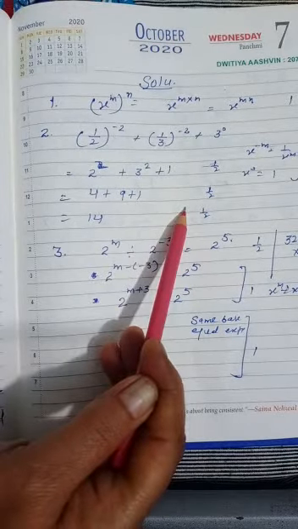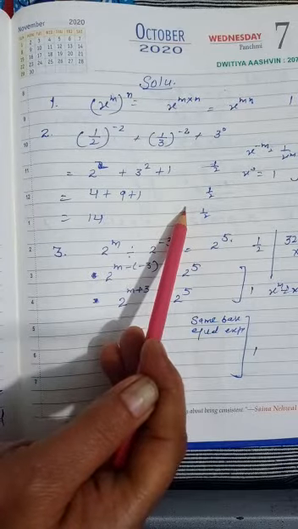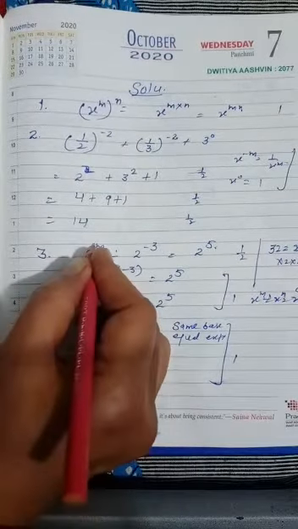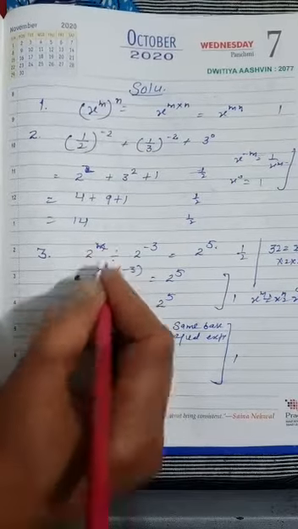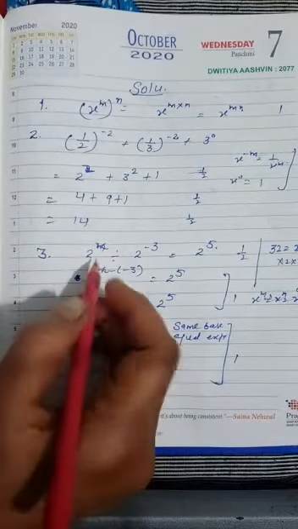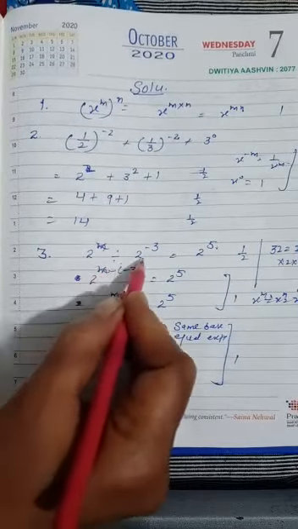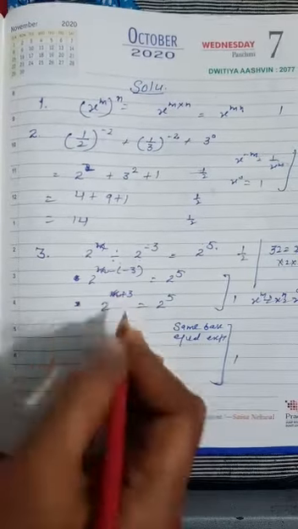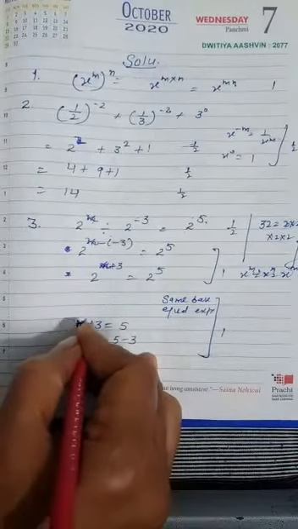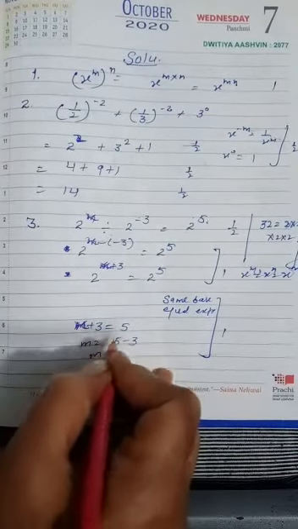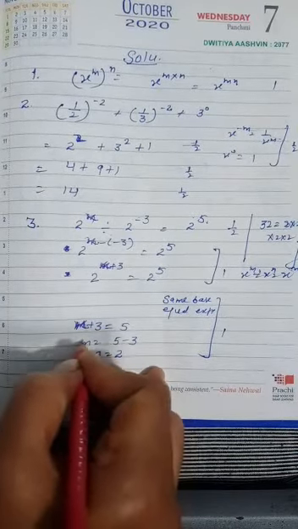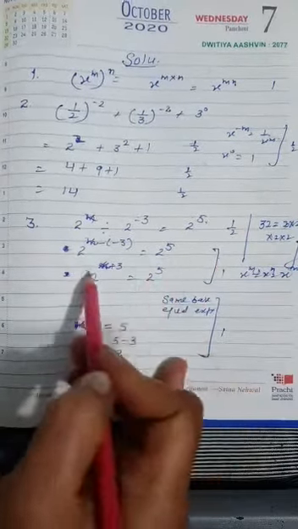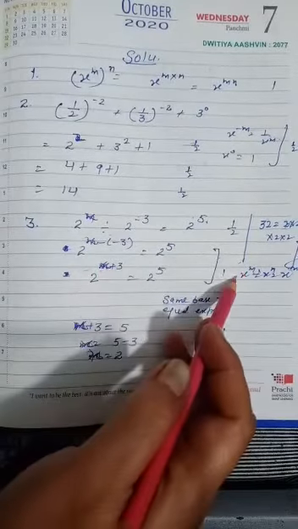Clear? Now let's come to the third sum. In the third sum you have to find the value of x. So the statement was 2 to the power x divided by 2 to the power minus 3, that is equal to 2 to the power 5. So from here I can say that 32, first of all you have to convert in the power of 2, as we want to make the base same everywhere.